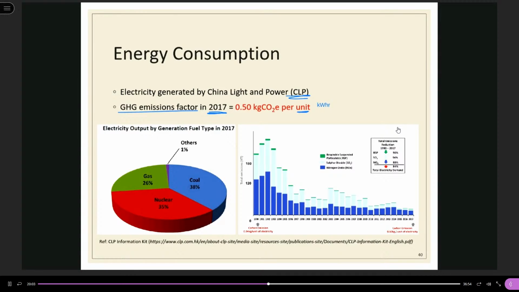And for every 1 kilowatt hour of energy I consume, I would produce 0.5 kg of carbon dioxide equivalent. So this is the meaning. From your electricity bill, you can estimate the carbon dioxide equivalent because of your energy consumption.